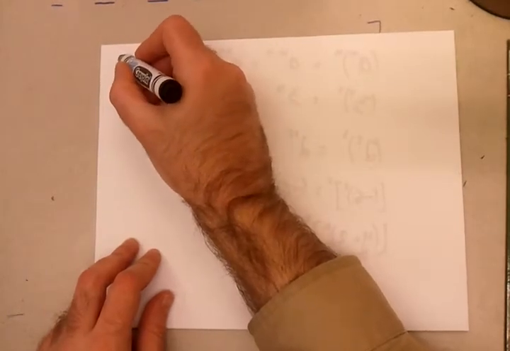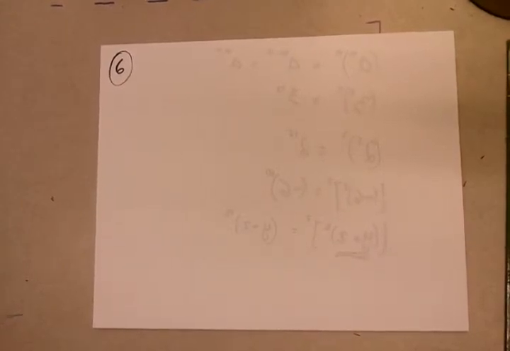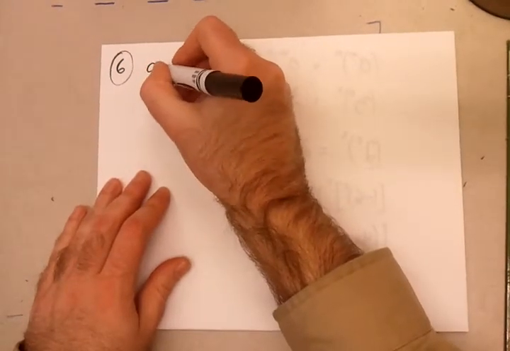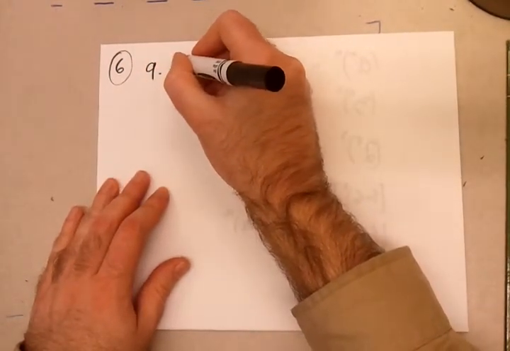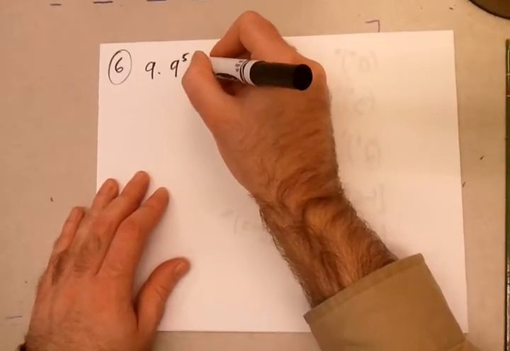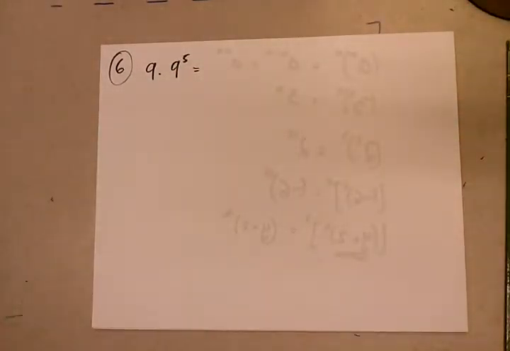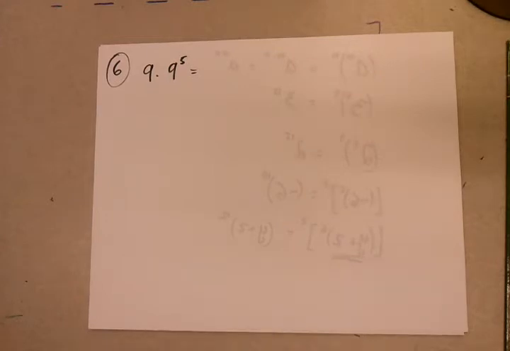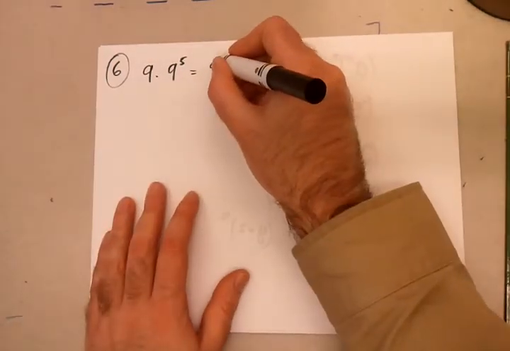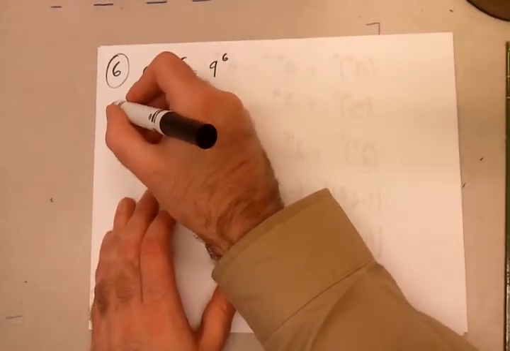Number 6, you have 9 times 9 to the 5th power. So you're multiplying a pair of exponential forms, and in both cases the base is the same. It's a 9. The exponent for the first one is a 1. It's hidden. The exponent for the second one is a 5. So 1 plus 5 is a 6. So 9 to the 6th power is the answer.